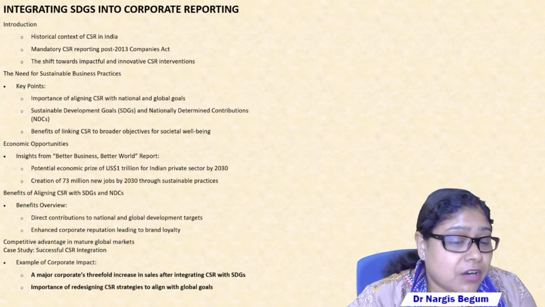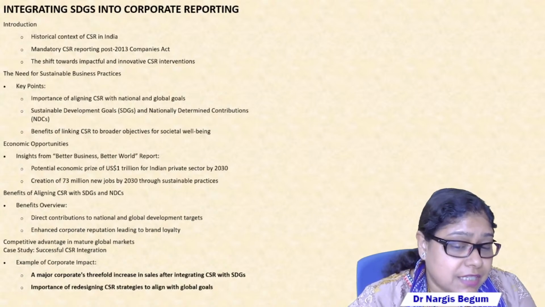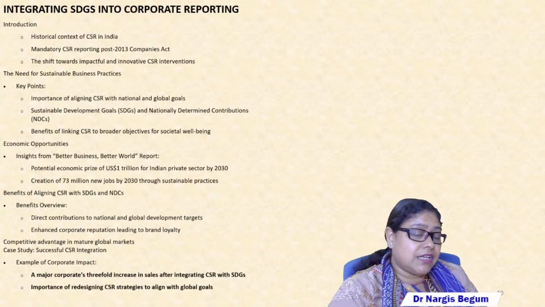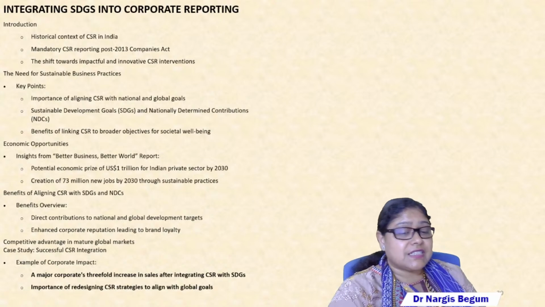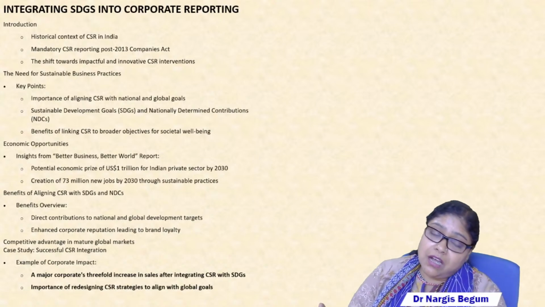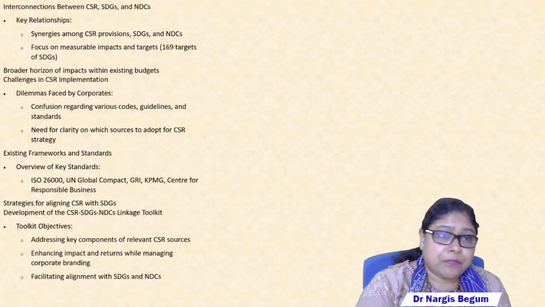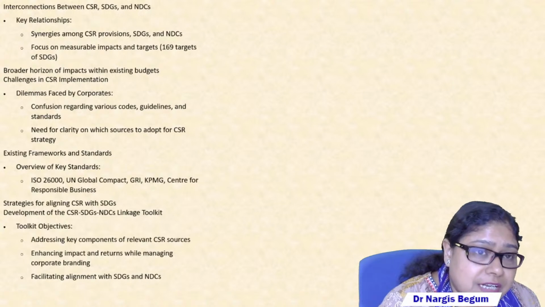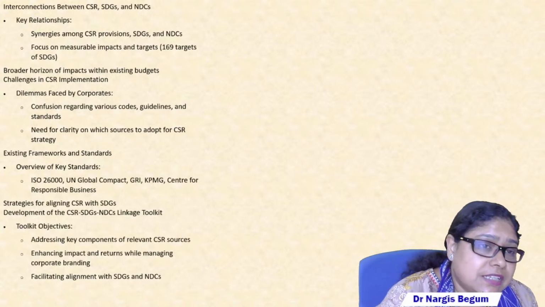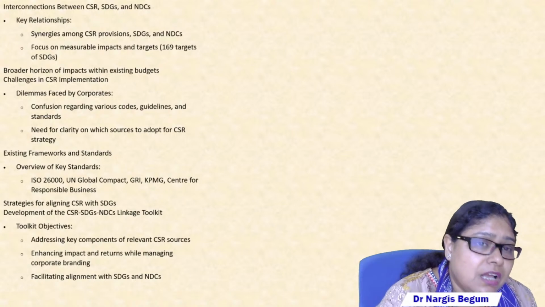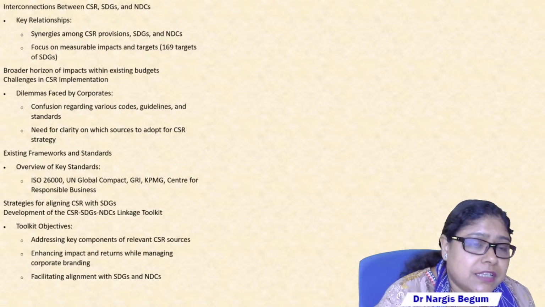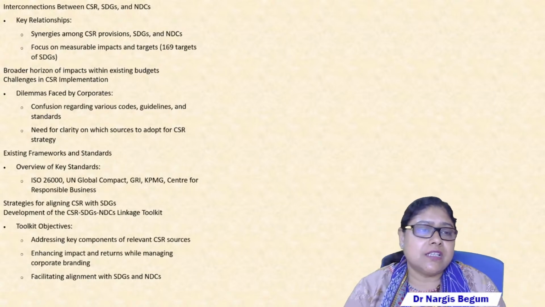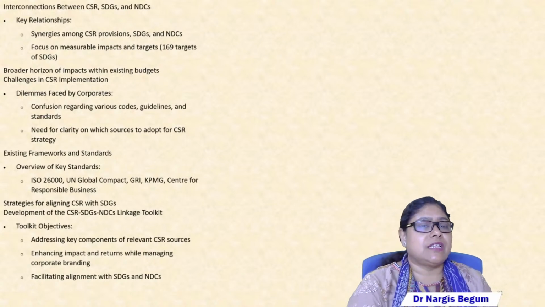There is a major corporate's threefold increase in sales after integrating the CSR with the SDGs. And we can discuss the importance of redesigning the CSR strategy such that we can align ourselves with the global goals. So there is interconnection, that is the synergy and interconnection between CSR, SDG and NDCs. That is, a synergy is being maintained among CSR provision, SDGs and NDCs. There is focus on measurable impacts and targets, that is 169 targets of SDGs. There is broader horizon of impact with existing budgets.